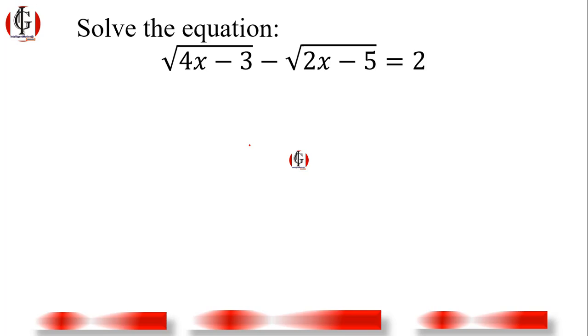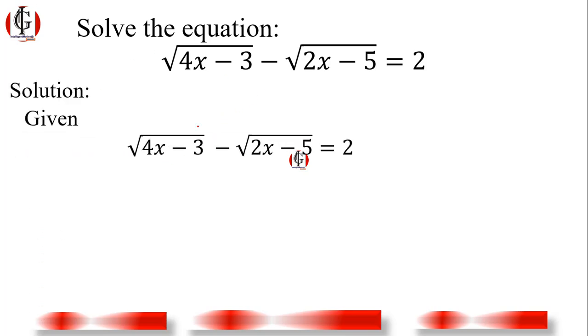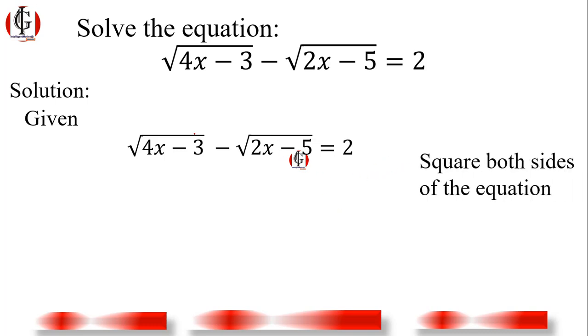Solve the equation: the square root of 4x minus 3 minus the square root of 2x minus 5 equals 2. So what do we need to do? We square both sides. Take the square of both sides.